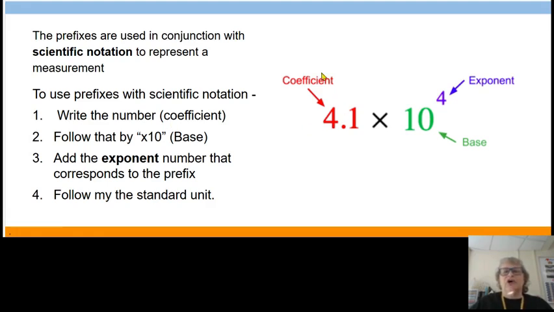The coefficient should be a number between 1 and 9. The 10 is always the times 10. There's no other times. It's always times 10. And then you add an exponent that corresponds to the prefix, followed by the standard unit, so meters or kilograms or seconds.